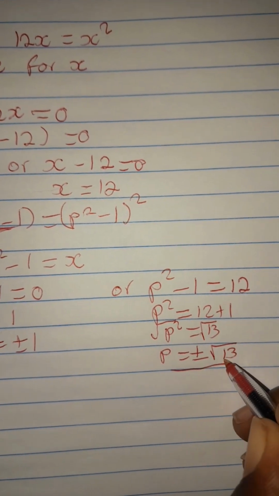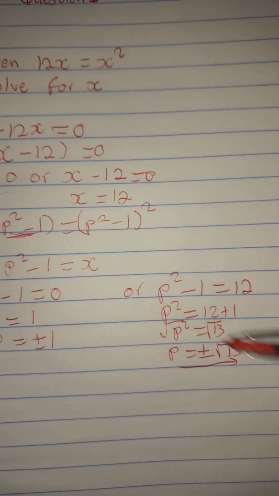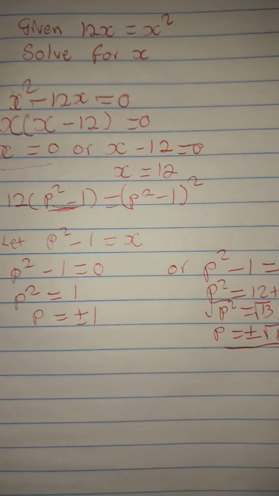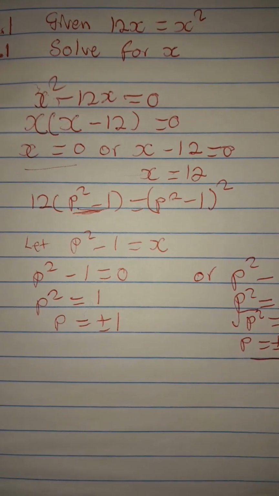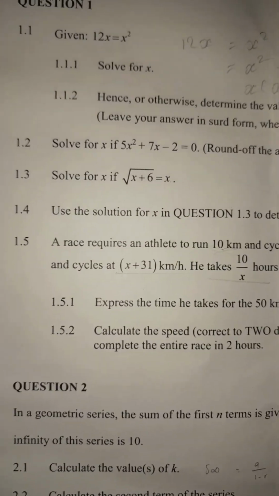Because they said leave your answer in surd form, I guess this is how it should be. P is equal to root 13, right? So these are the values of P. Let's go to our 1.2.